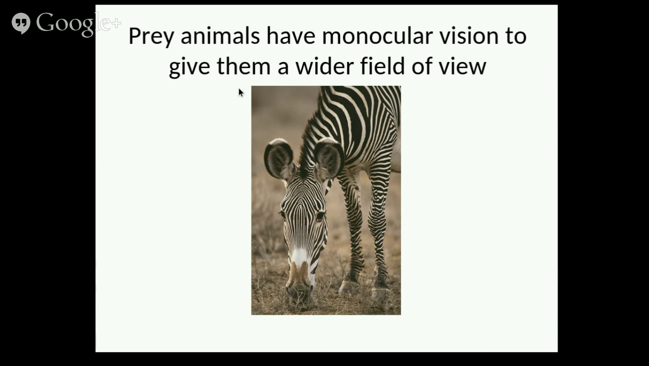And the reason for that is usually it's animals that are prey, so zebras, chickens, rabbits, that kind of thing. And they usually go around in little packs. And the idea is if they've got eyes on the side of their head, they've got a good field of vision and they can always look out for predators. Whereas predators tend to have eyes facing forwards so they can judge distances to see how far they've got to run to get their prey.